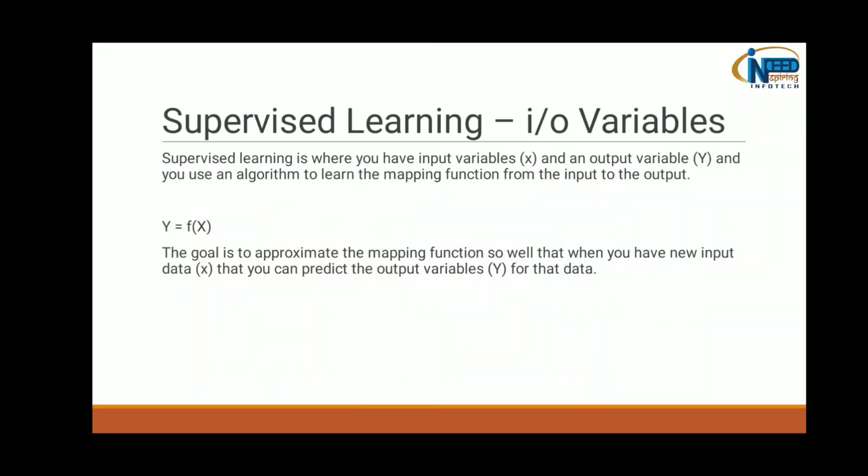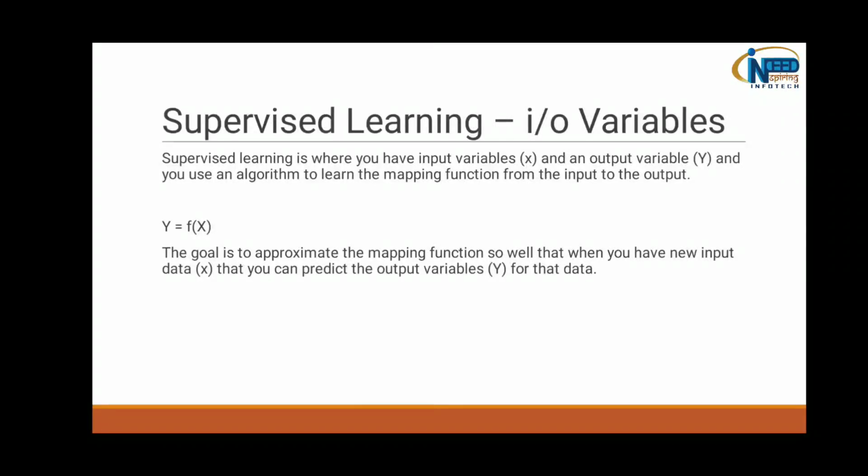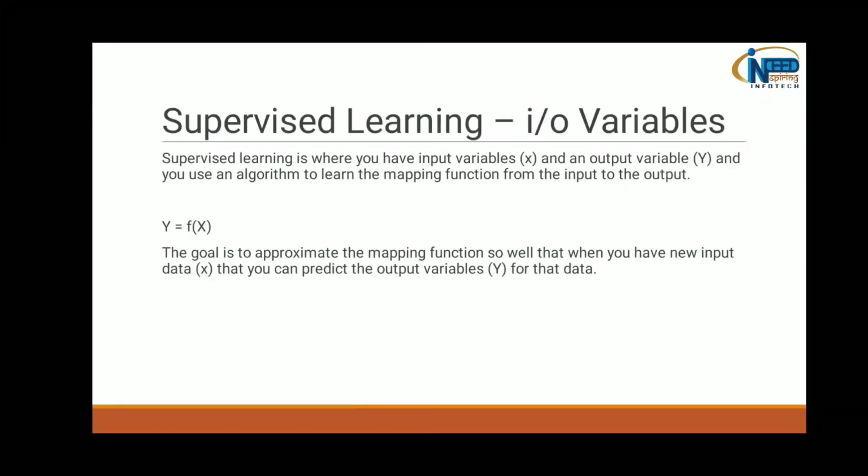Moving on to the input and output variables in supervised learning. Supervised learning is where you have input variables like x and an output variable y, and you use an algorithm to learn the mapping function from the input to the output. Here we have y as a function of x, and therefore we write it as y is equal to f of x. The goal is to approximate the mapping function so well that when you have new input data x, you can predict the output variables y for that data.